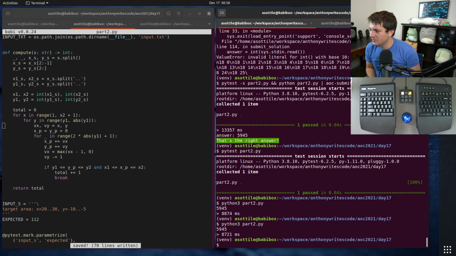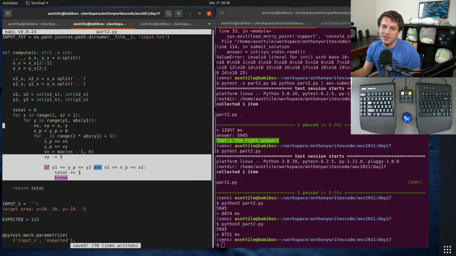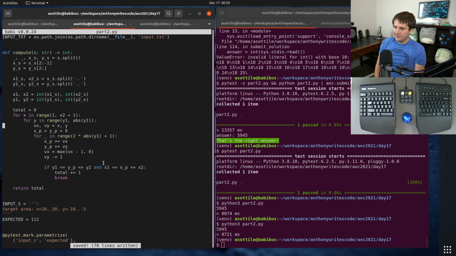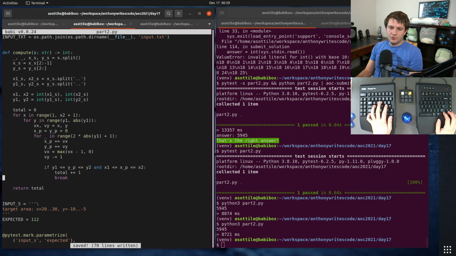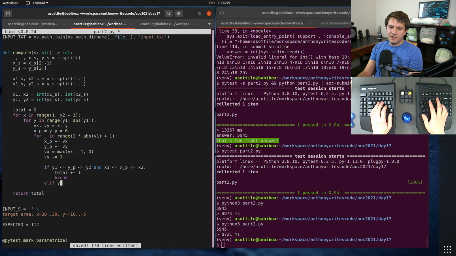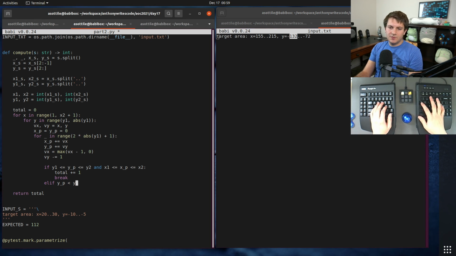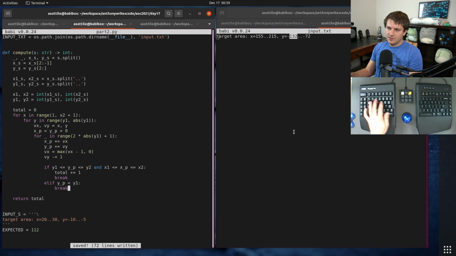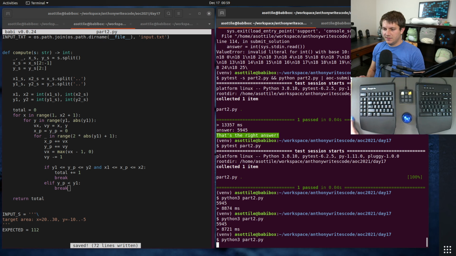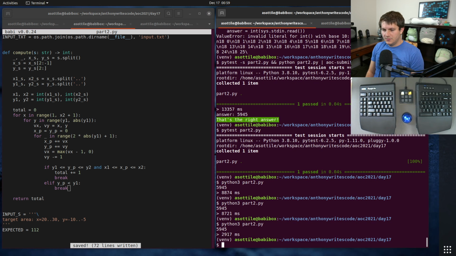Add another condition to break out of loop. It'll be faster? What do you mean? We're already breaking out here. Oh, you mean if I get greater than the values, that'll be faster? Yeah. If yp is, which one's the big negative? The first one. Less than y1, then we also break. That'll make it slightly faster. Like 3x faster.